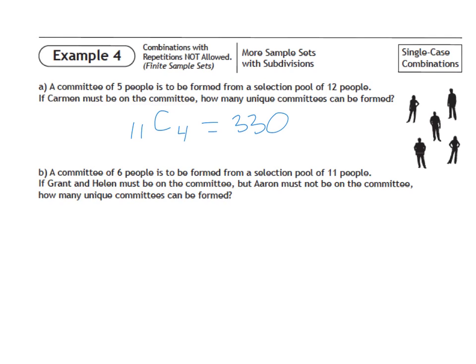The B part of that says a committee of 6 people is to be formed from a selection pool of 11 people. If Grant and Helen must be on the committee, but Aaron must not be on the committee, how many unique committees can be formed? So Grant and Helen are definitely going to be on the committee, but they don't want Aaron on the committee.